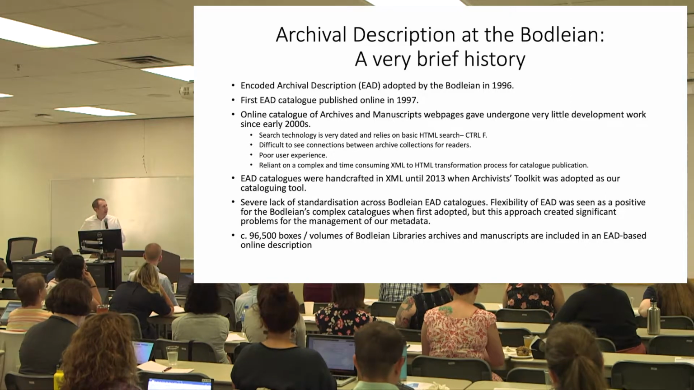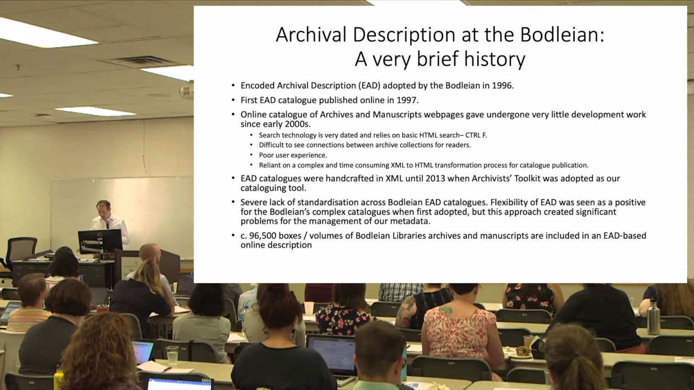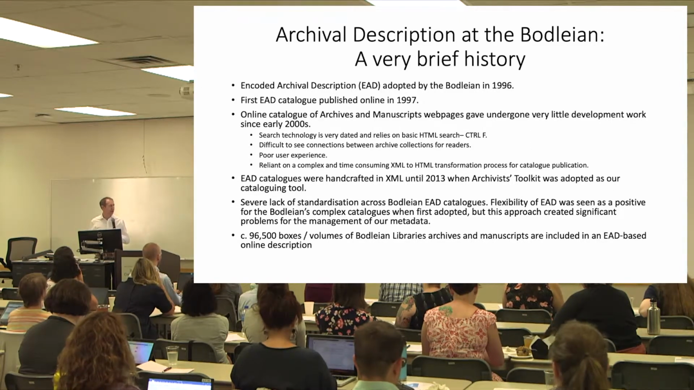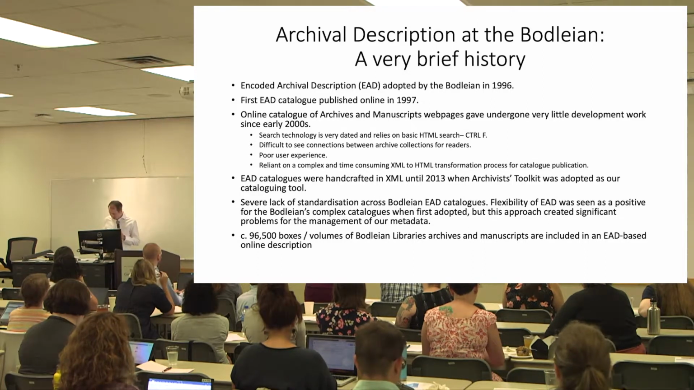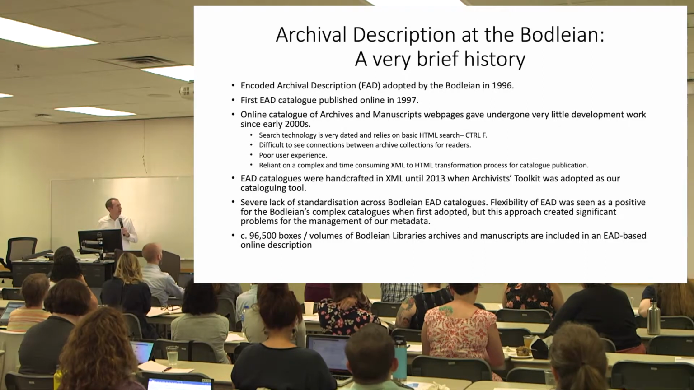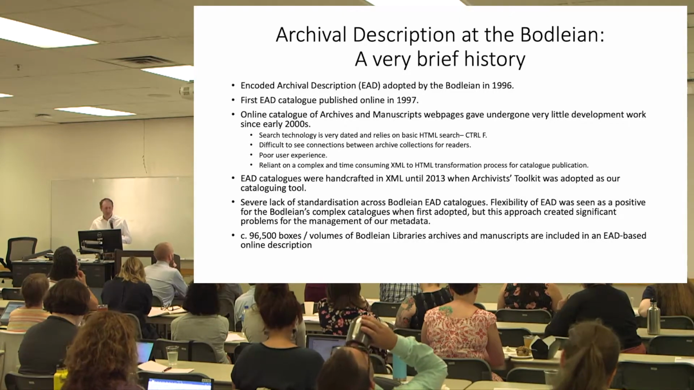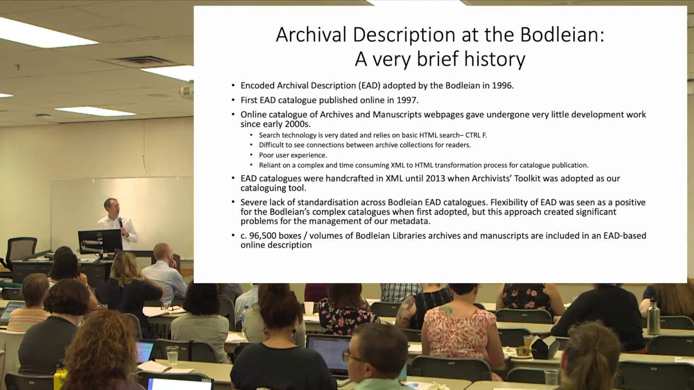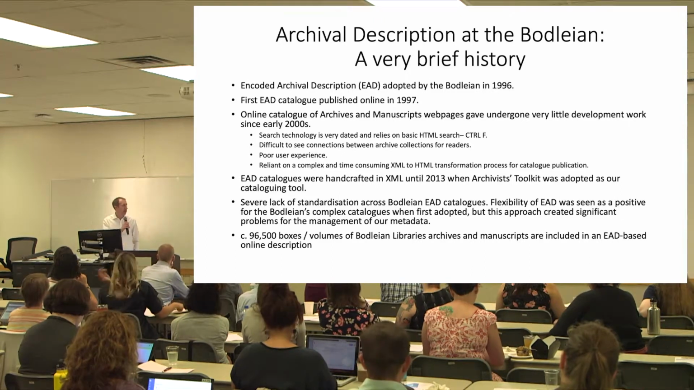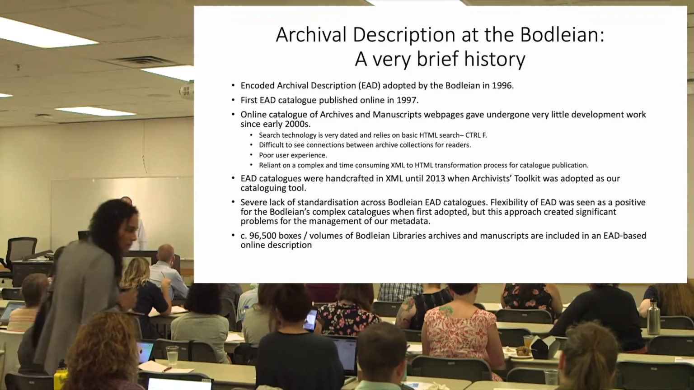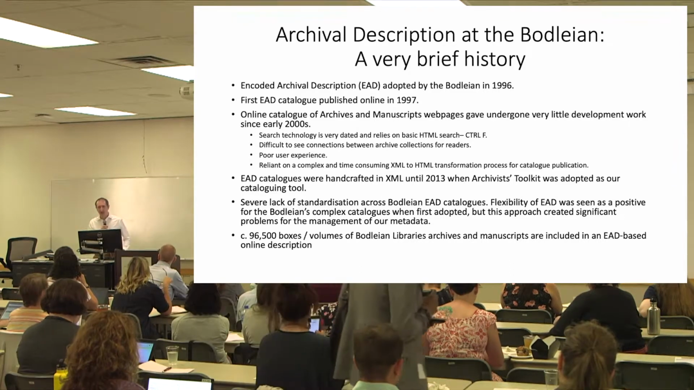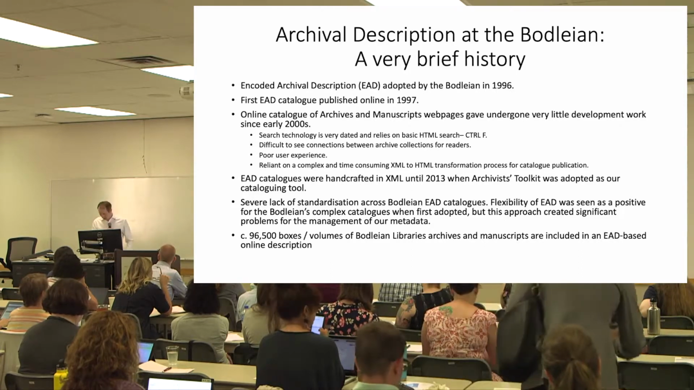It's very top-down and collection focused. It's very difficult to see the connection between our collections. It's one of the reasons we're so pleased with ArchivesSpace. The user experience at the time was quite good, innovative in the late 90s, early 2000s, but now it's not what readers are really looking for in our collections. And it's been reliant on a very time-consuming XML to HTML transformation process. Everything was handcrafted in XML editors like Oxygen until 2013 when we implemented Archivist Toolkit as our cataloguing tool. But not everything got its way into Archivist Toolkit, so we've come from different places with our data.